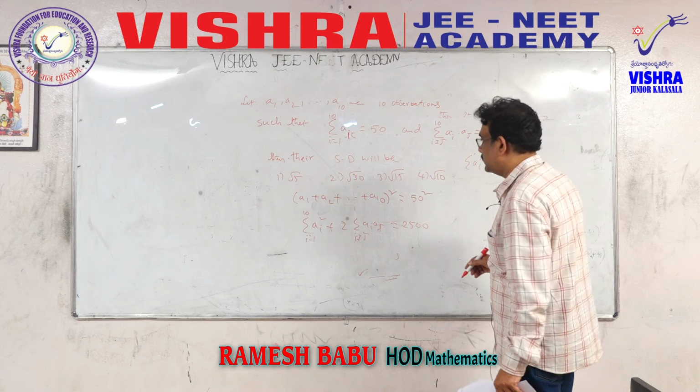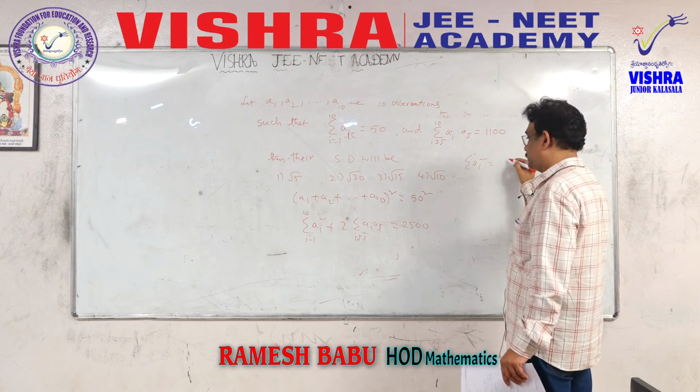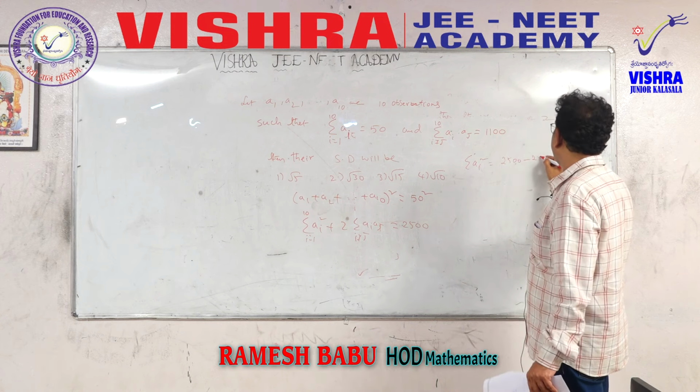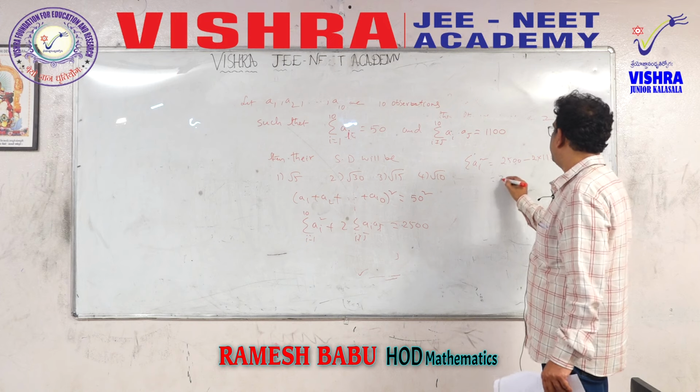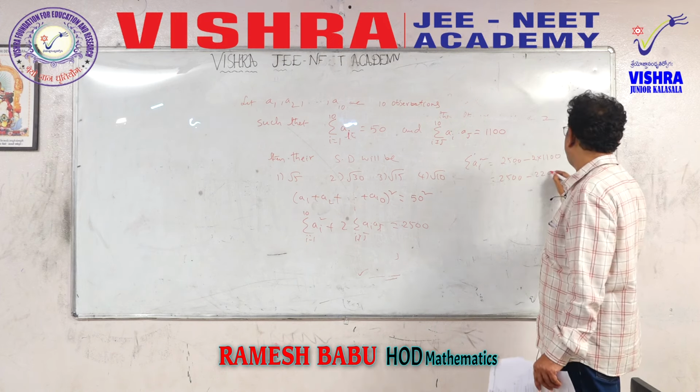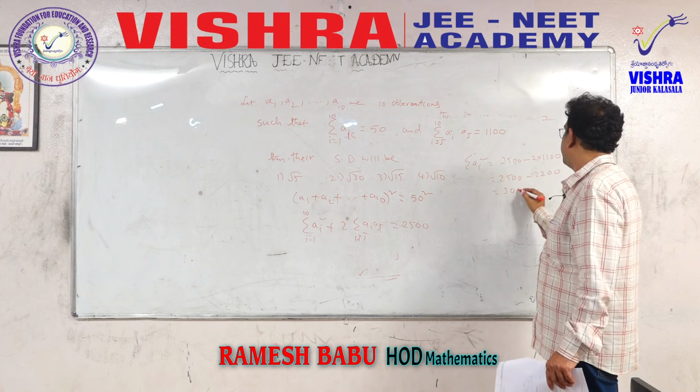So sigma ai square is equal to 2500 minus 2 into 1100. That is equal to 2500 minus 2200. So that is equal to 300.